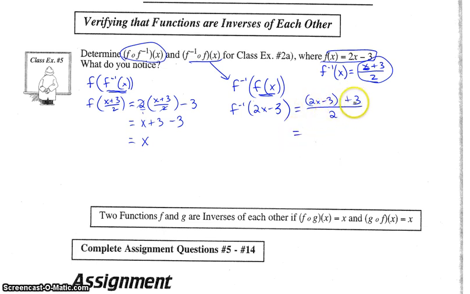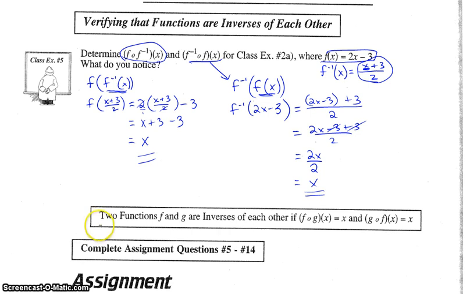All right, let's simplify this. 2x minus 3 plus 3, we don't really need the brackets there. We notice minus 3 plus 3 equals 0. Now we're down to 2x divided by 2. Guess what? That's equal to x. Coincidence? I think not. The moral of the story here is that if you take the inverse and put it into the original function for x, if they are truly inverses of each other, you will get x every time you do that.